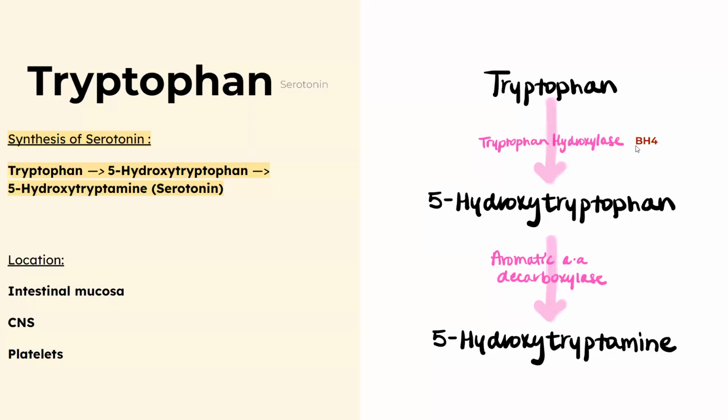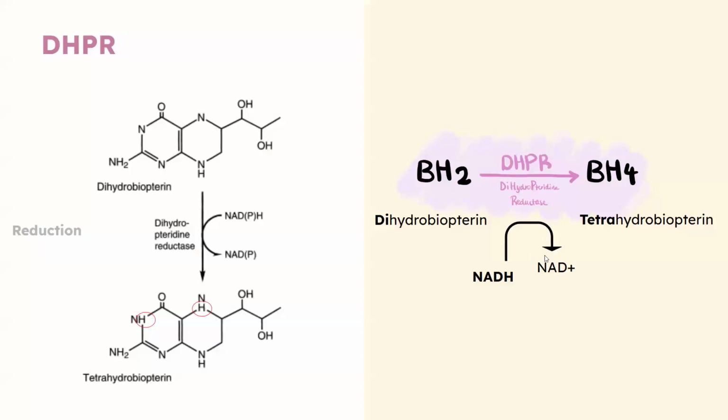If we go back here, this is where we got the cofactor from, and we need it for this enzyme, tryptophan hydroxylase, to work. But where does it get this hydrogen from? We said that it adds 2 hydrogens to convert dihydrobiopterin into tetrahydrobiopterin. It gets this hydrogen from the NADH. It takes the hydrogen from here, and you're left with NAD+.